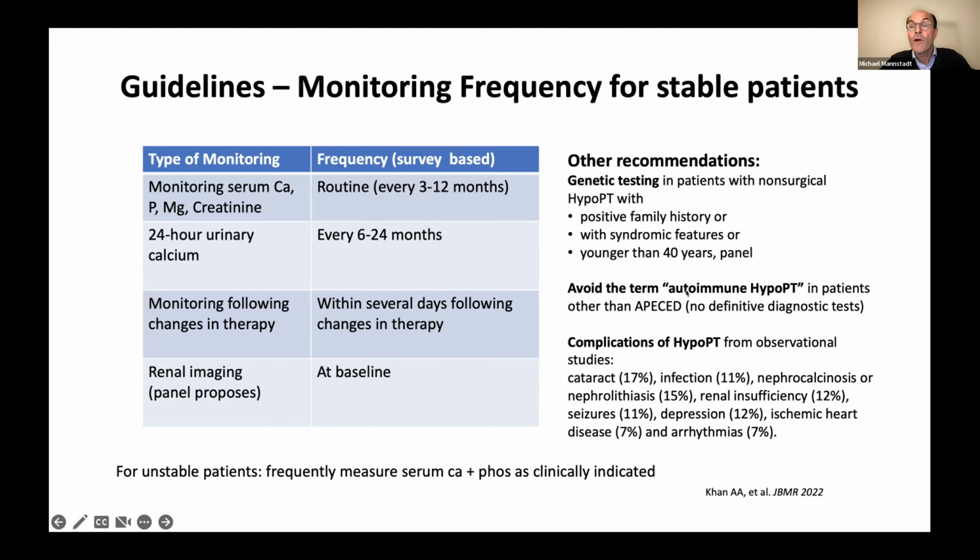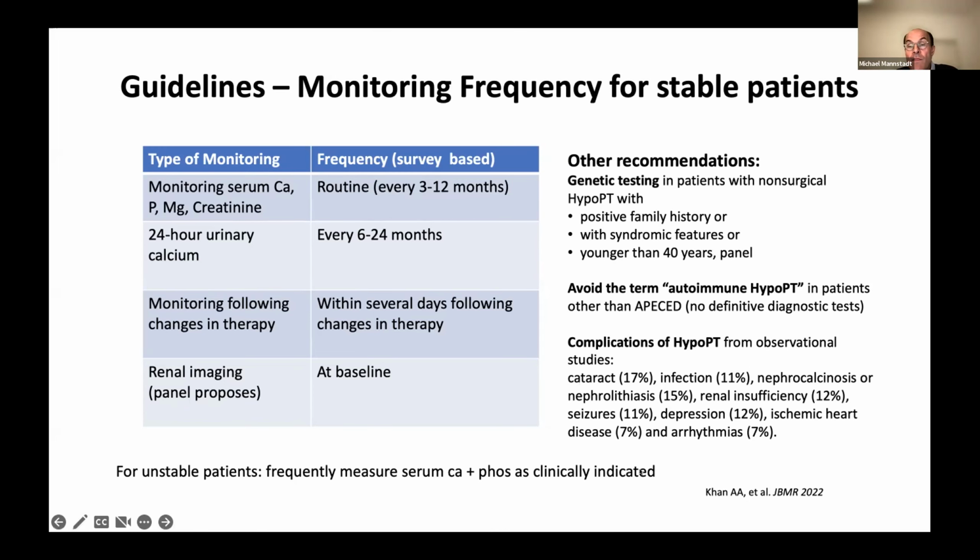Secondly, we want to avoid the term autoimmune hypoparathyroidism, except in patients who have this rare genetic disorder that comes with different names like APS1 or APECED, because we don't really have a definite diagnostic test for other autoimmune hypoparathyroidism. There isn't, like for thyroid, a test. Here we don't really have a blood test that is a definite test.